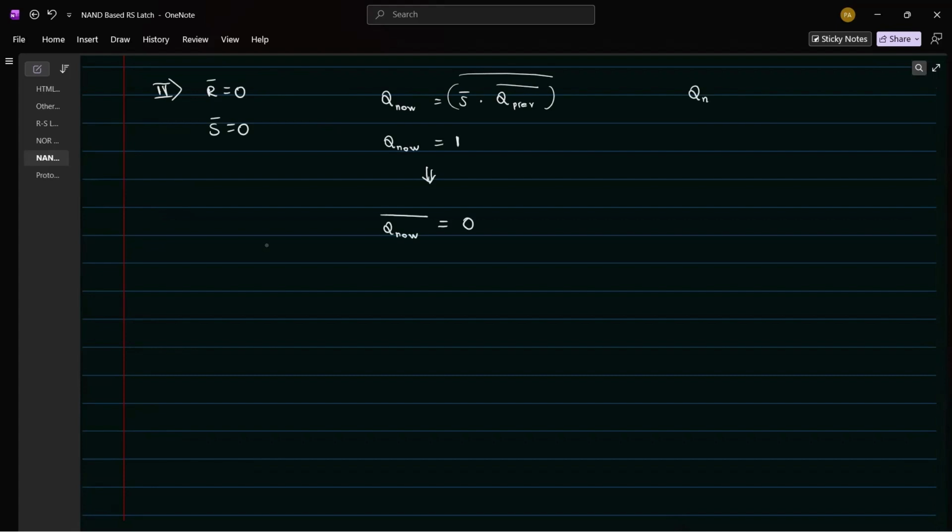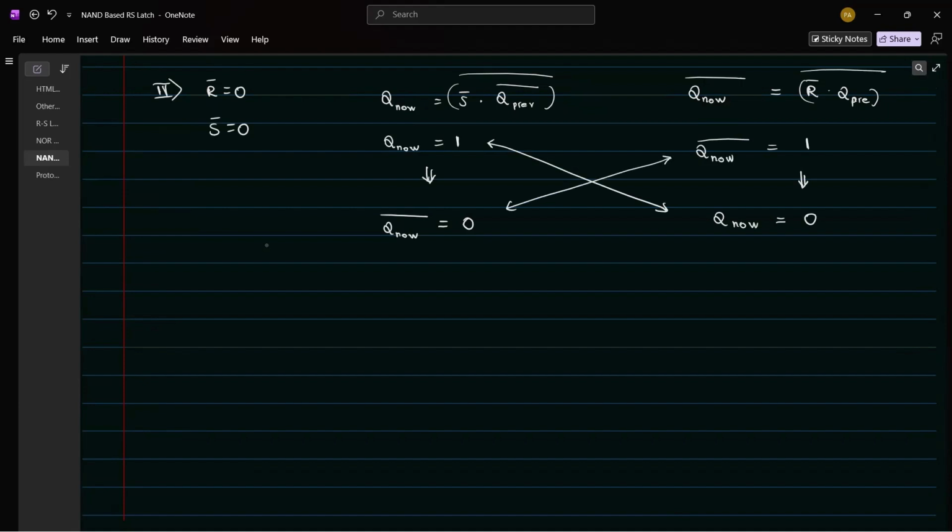But then if I find the equation for Q now bar, well then that's a different story, because R bar Q previous whole thing bar, R bar is equal to 0. So Q now bar is also equal to 1, which implies Q now is equal to 0. Now that's a problem. That's a contradiction. Since there is a contradiction, we can't actually allow this to happen. So this is forbidden. We have completed the RS latch completely.